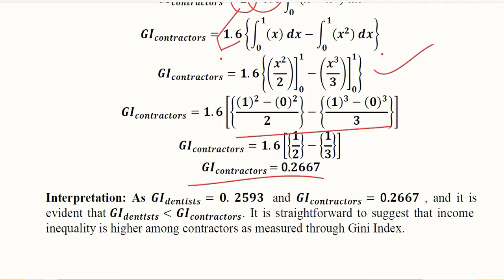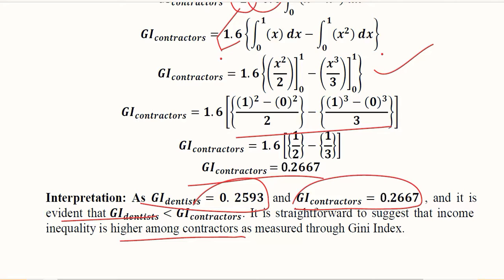Now it is easy for us to compare the two Gini coefficients. The Gini coefficient of the dentist was 0.2593. However, the Gini index for the contractors is 0.2667. It shows that the Gini index for dentists is lesser than the Gini index for contractors, and that shows that the income inequality is higher among the contractors as compared to the dentists.